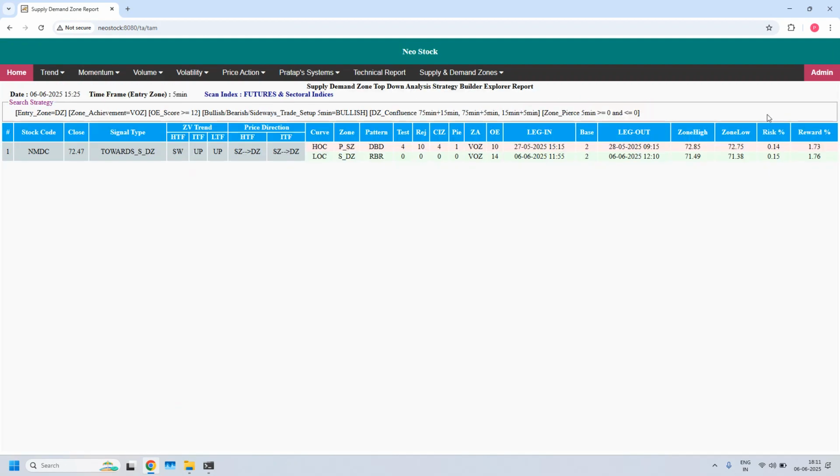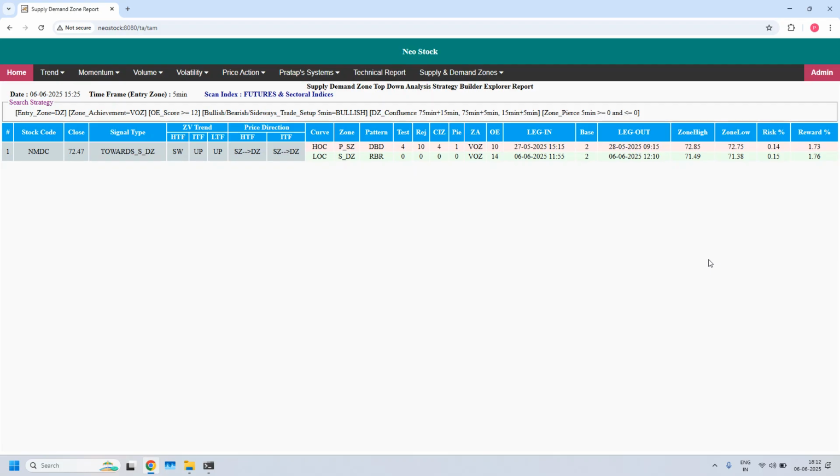With all the 3 filters, we got only one stock. This 5 minutes demand zone overlapped with 15. Both together overlapped with the 75 minutes demand zone. But the 75 minutes trend is sideways. So sideways EMA confluence does not give any advantage. So this is a bullish trade setup for hourly income trade.